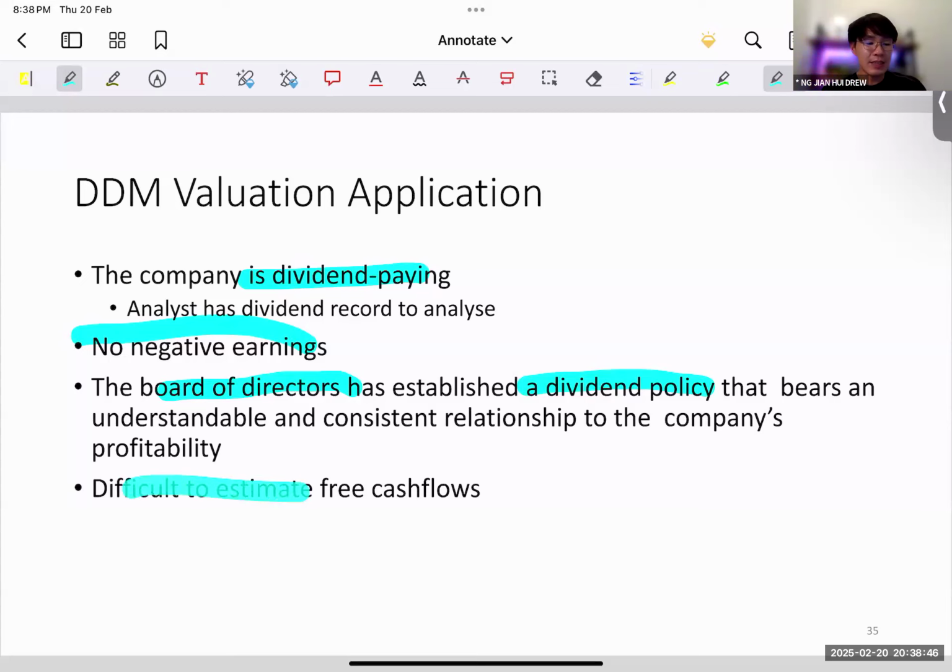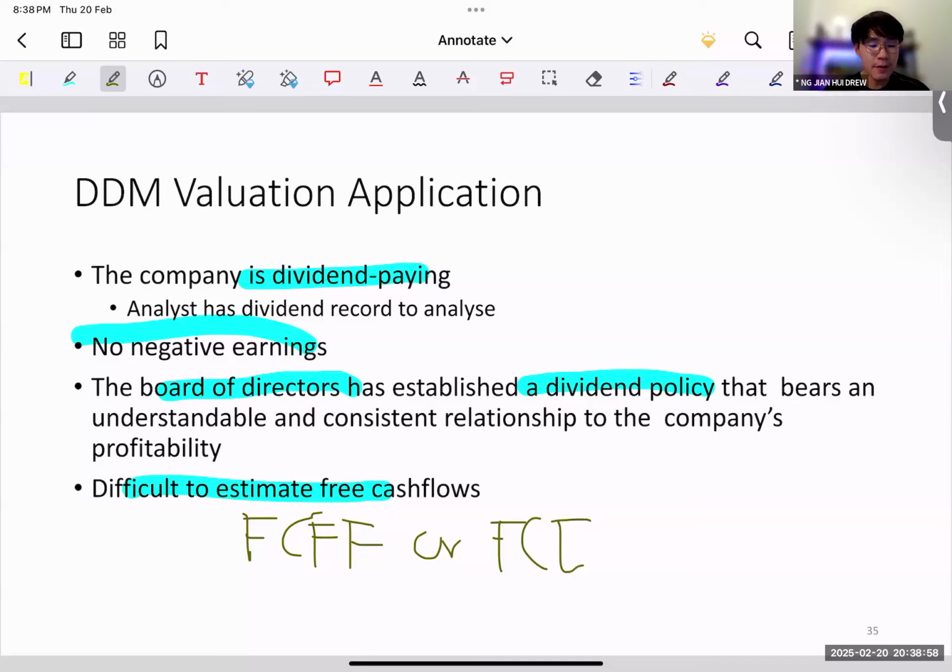Last but not least, sometimes it's difficult to estimate free cash flow. Remember your FCFF or FCFE. So in this case, both require estimation of free cash flow. So if it's very hard to estimate, then it might be better to use the dividend discount model.